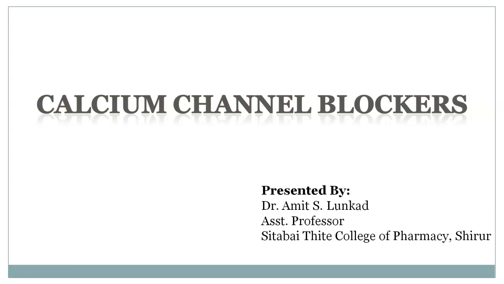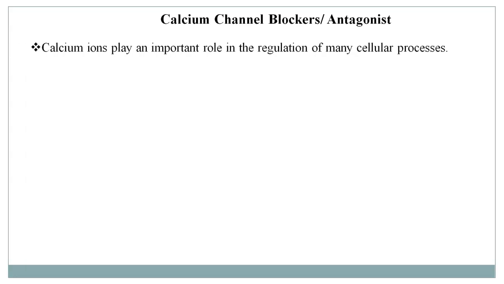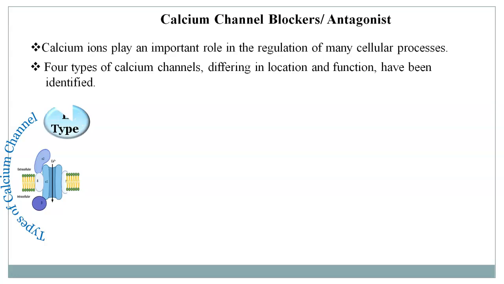In this video, we discuss in detail the different types of calcium channels and the different classifications of calcium channel blockers. Let's begin with what calcium channel blockers or calcium channel antagonists are. As all of you know, calcium ions play an important role in the regulation of many cellular processes. There are four types of calcium channels differing in location and function. So, which are those types?